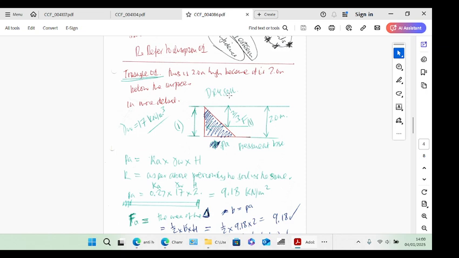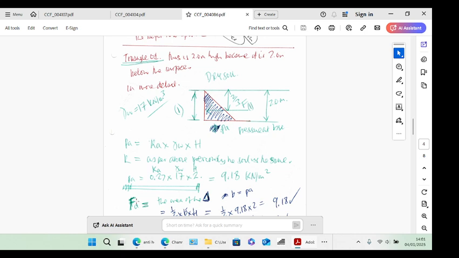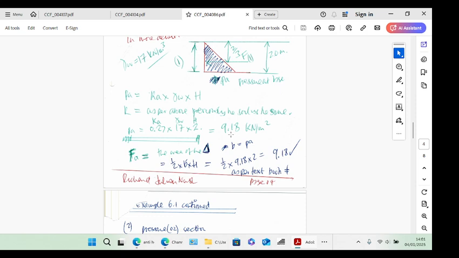So this is dry soil. The pressure at the base, PA, equals Ka times unit weight of soil times H. Ka is 0.27 as per above, the same soil, so PA is 0.27 times 17 times 2, which equals 9.18 kilonewtons per meter squared. FA is the area of the triangle, which equals half times base times height, so half times 9.81 times 2, which is the height, equals 9.81. So I agree with the text.